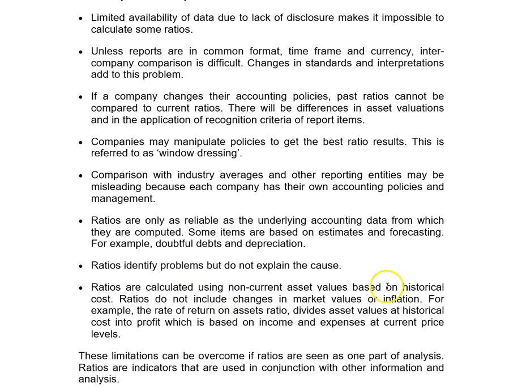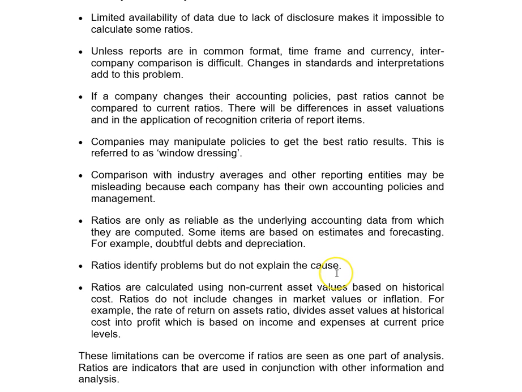Ratios are calculated based on historical costs for non-current assets. Like I said, when it is based on historical figures or past data, sometimes the figures may have changed. For example, for non-current assets, we know that there might be changes in market values, there might be appreciation, there might be inflation. So this is something that is not taken into account when we calculate ratios.